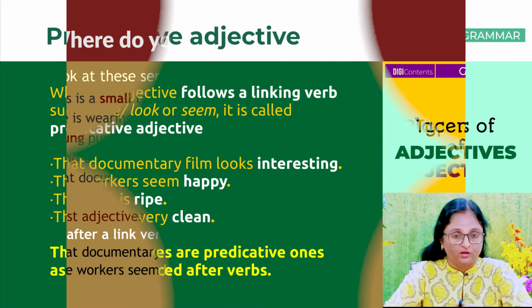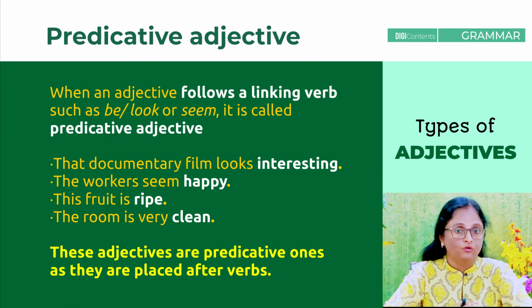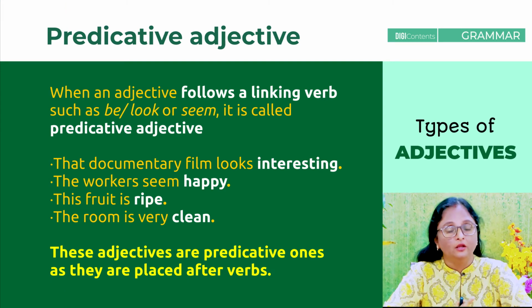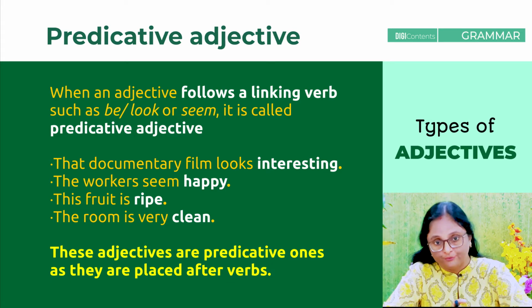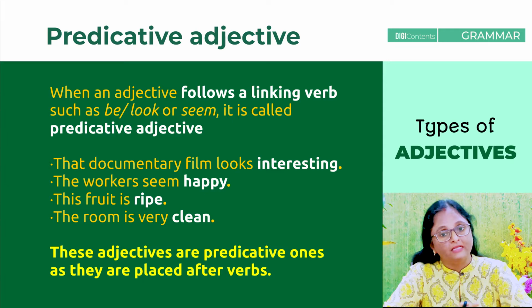When an adjective follows a linking verb such as be, look, or seem, it's called a predicative adjective. That documentary film looks interesting. The workers seem happy. This fruit is ripe. The room is very clean. These adjectives are predicative ones as they are placed after verbs.